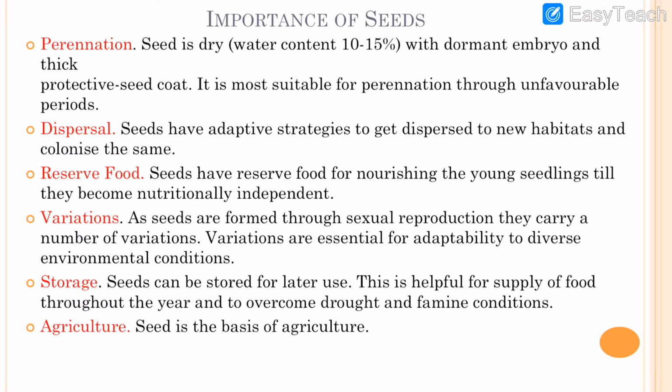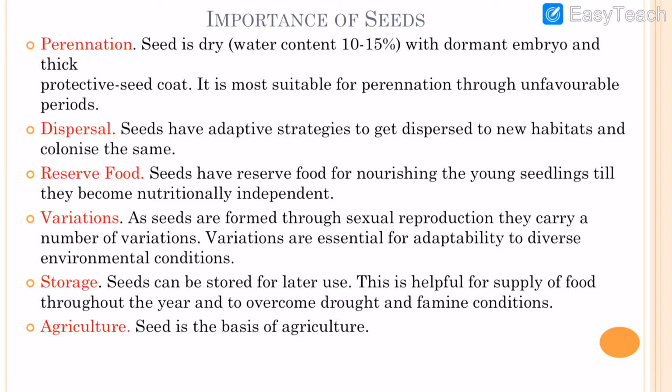Dear students, pollination is the process through which organisms or plants pass unfavorable conditions. So seeds are very important. Seeds mainly help to pass unfavorable conditions. Actually, seeds mainly contain dormant food, and most of the time their water content is very low, 10 to 15%.